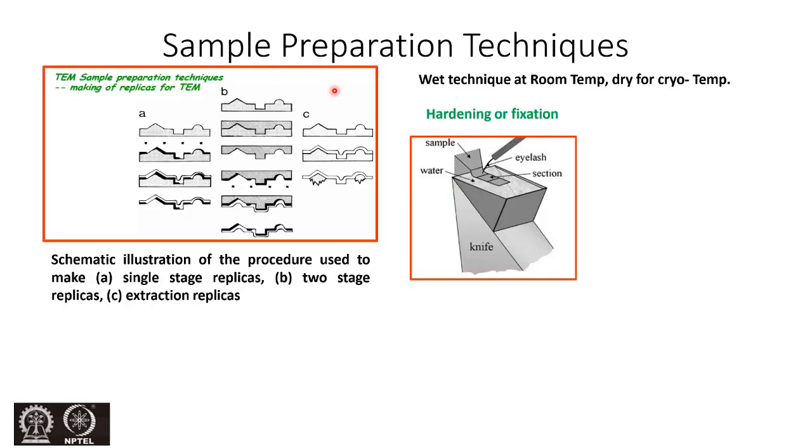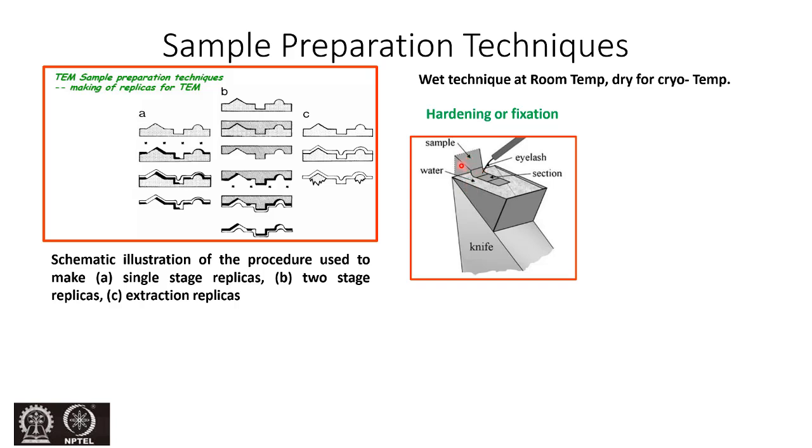So one of the techniques is the wet technique at room temperature and dry for cryo temperature. This is again a technique for the preparation of samples, by making replicas. So this is a single stage replica technique, then two stage replica technique, and this is extraction replicas. So these kinds of techniques are also used, and then the hardening or fixation technique.